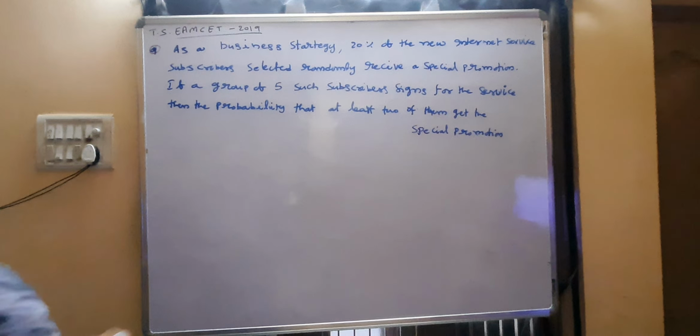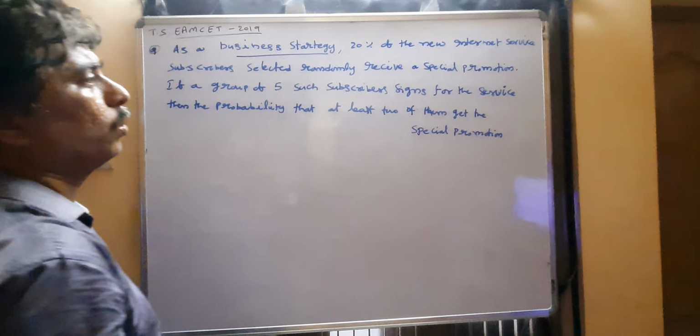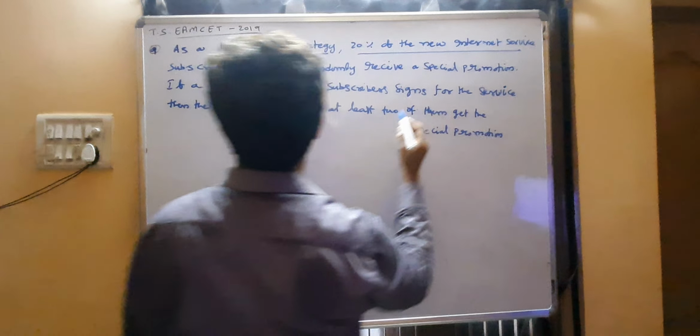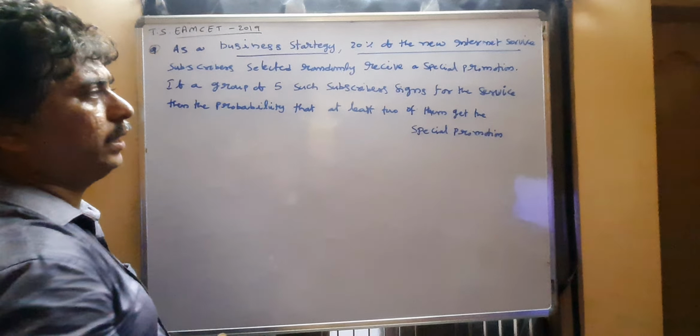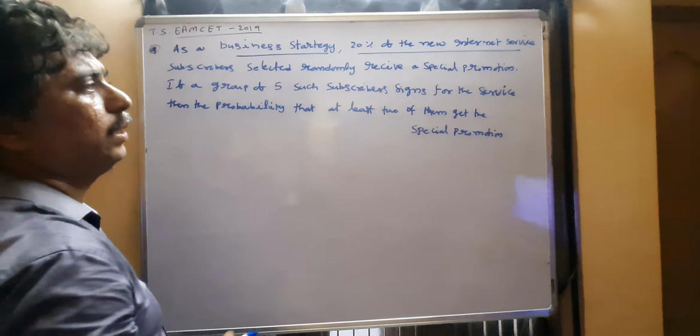Next question. As a business strategy, 20% of new internet service subscribers selected at random receive special promotions. So in this case, 20% of new internet subscribers will get the special promotions. If a group of 5 such subscribers signs for the service, the probability that at least two of them get the special promotions.